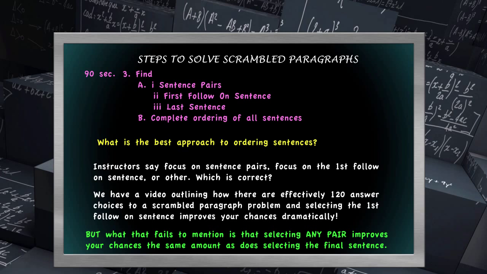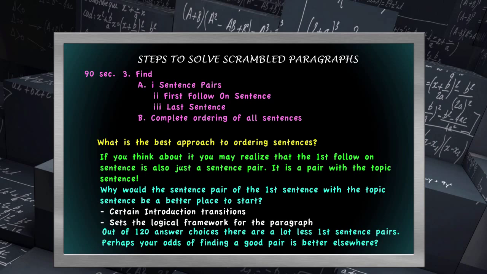Maybe there's something to be said about each of the possibilities for starting off. One way you might think about sentence pairs versus the first follow-on sentence as a way to begin is to realize that the first follow-on sentence really is just another sentence pair. It is a pair with a topic sentence. So why, you might ask, would this first sentence pair with a topic sentence be a better place to start?